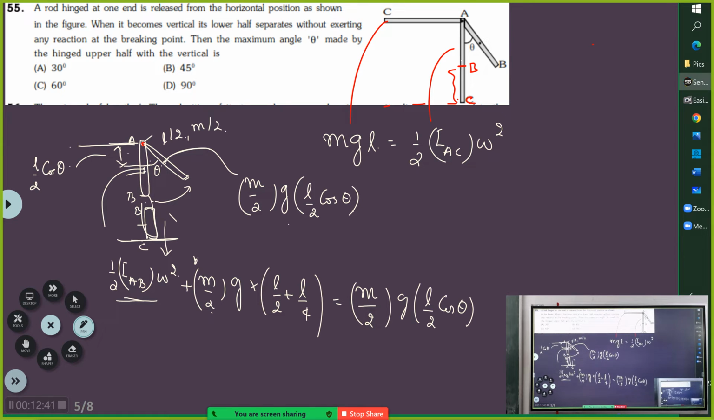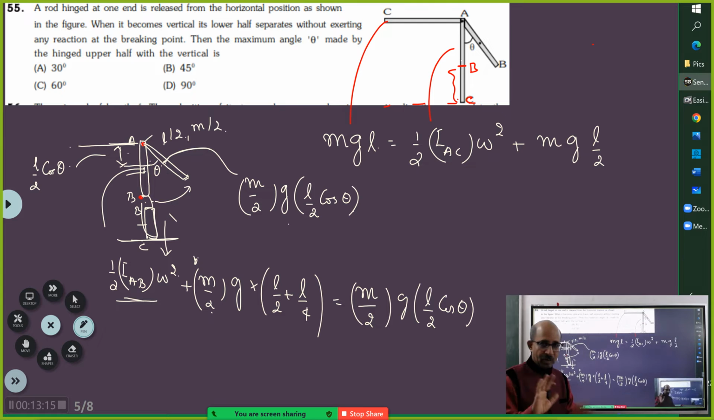Sir, in that equation mgl equal to half I_AC omega square, there also we should add the potential. Correct, Nathan. You must add. And what is the potential you are going to add here? Mg into L by 2, because when the rod is vertical, the center of mass is at this point. Correct?